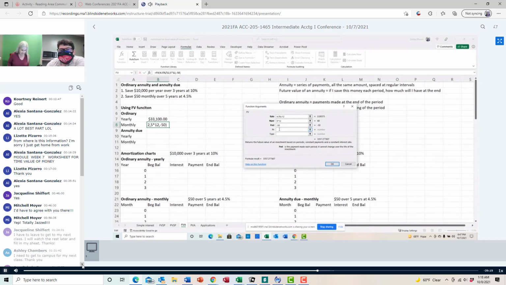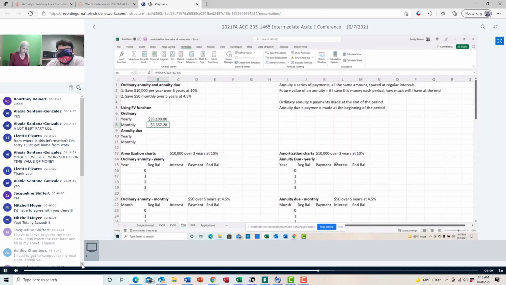And if I save $50 monthly over 5 years at 4.5% annual interest, I will wind up with $3,357.28. Now, 50 times the 60 payments means that I put 3,000 into the fund. So it means that over the 5 years, I'm earning $357.28 in interest. Okay? Let's go over that now with the Annuity Due.